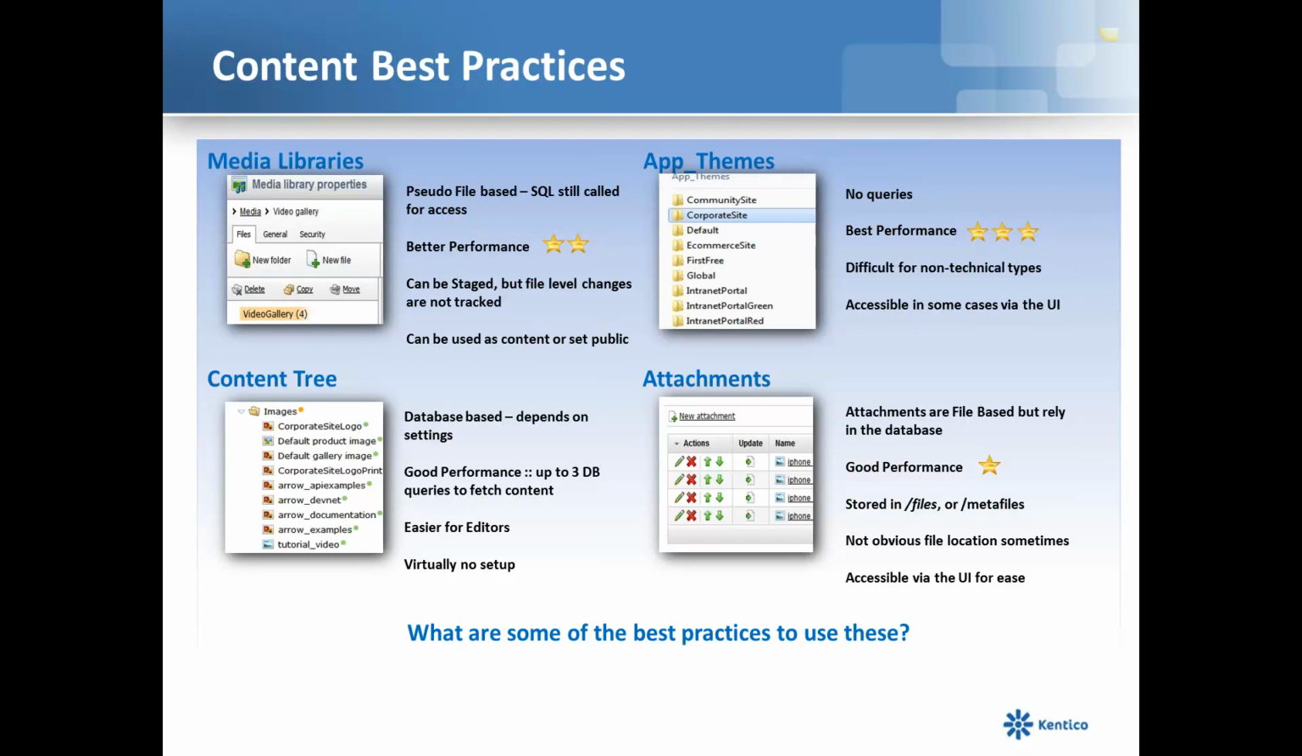The other side is content tree. It's database-based, depending on your settings. You could have it set for file-based for those files and assets. It has pretty good performance, but it does create about three queries to fetch that content and look up information every time you show a picture out of the content tree. And if you have check permissions, that could be four or five queries. It really just depends on what you're doing to that content.